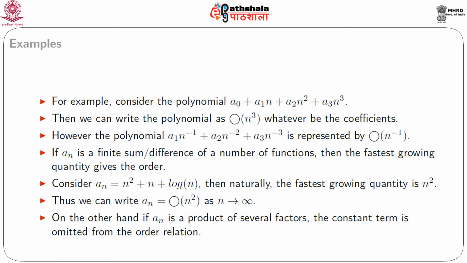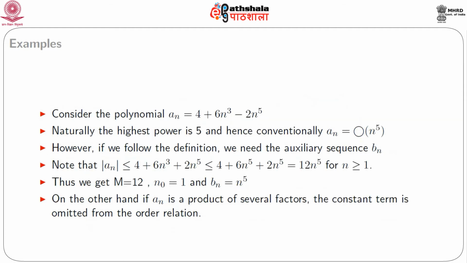If a_n is a finite sum or difference of a number of functions, then the fastest growing quantity gives the order. For example, consider a_n equal to n square plus n plus log n. Then naturally the fastest growing quantity is n square. Thus we write a_n as big O of n square as n tends to infinity. On the other hand, if a_n is a product of several factors, the constant term is omitted from the order relation. As another example, consider the polynomial a_n equal to 4 plus 6n cube minus twice n to the power 5.